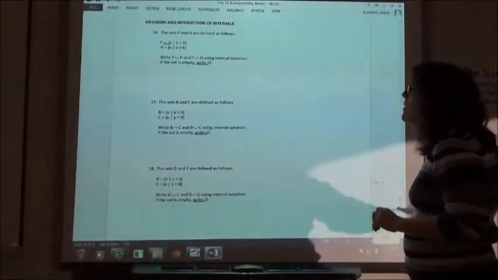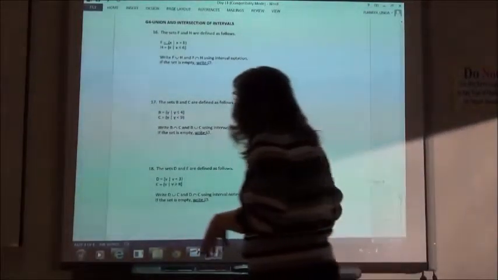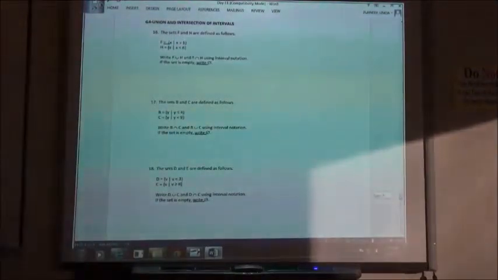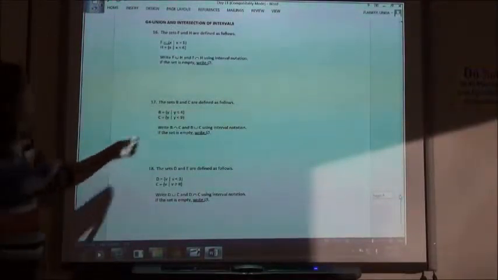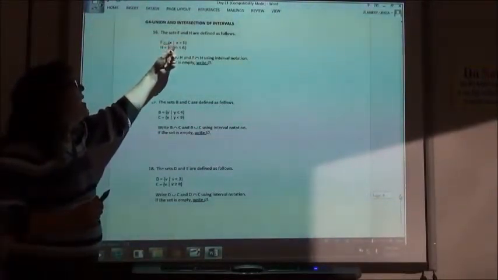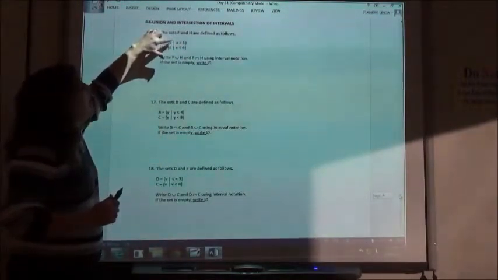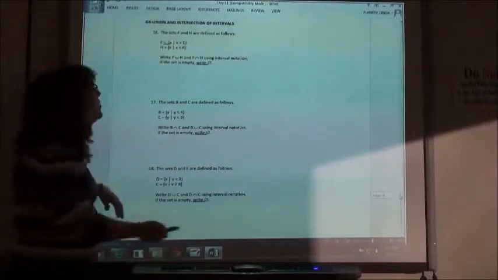Last three are doing union and intersection of intervals. Here they said if it's empty, write that empty set symbol. The sets F and H are defined as follows. F is a set, and this is red, X, such that X is greater than 1. Just means that my variable is X and I'm applying the rule that X has to be greater than 1.